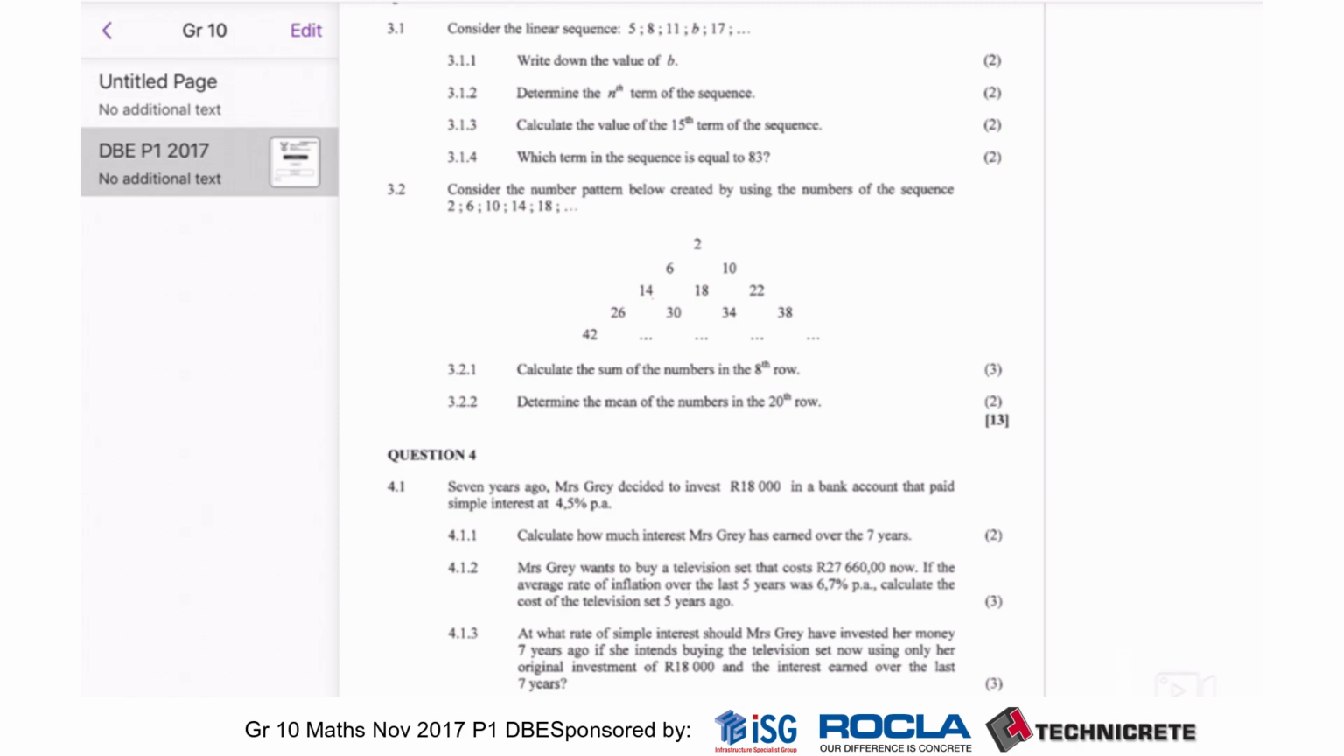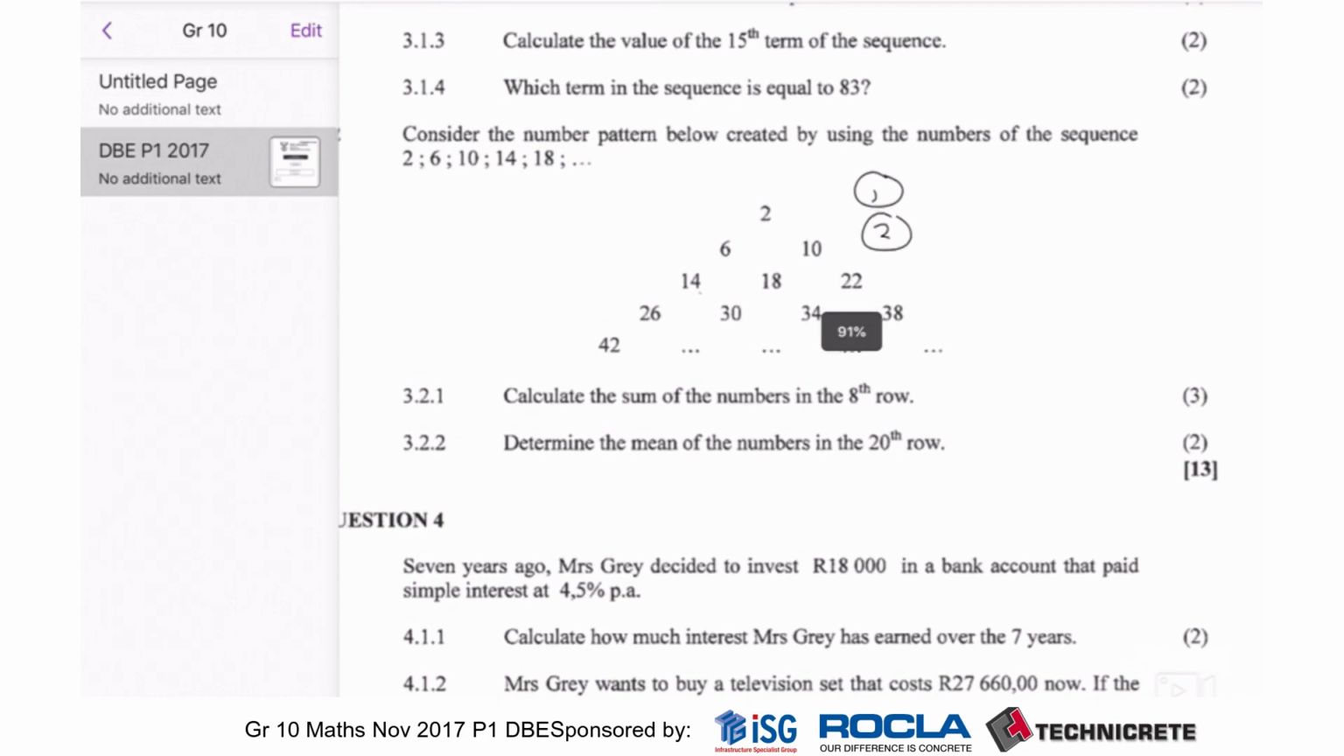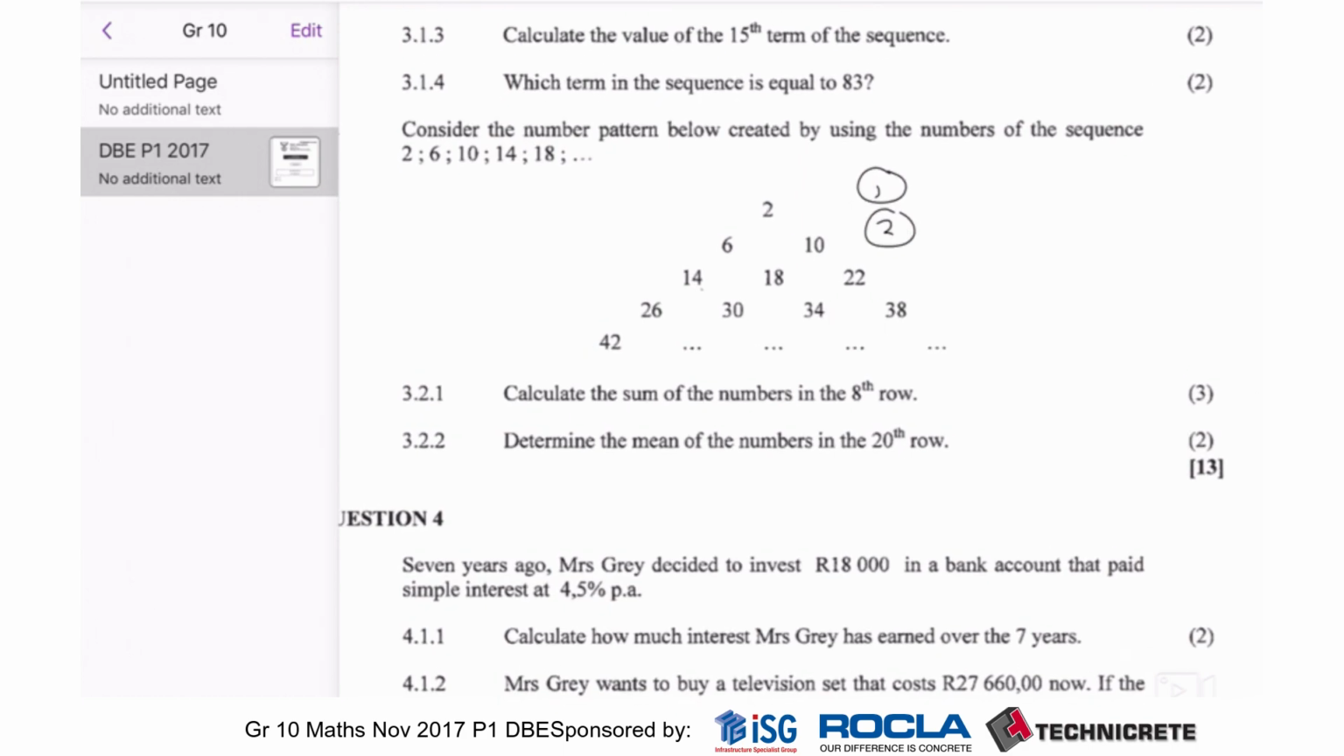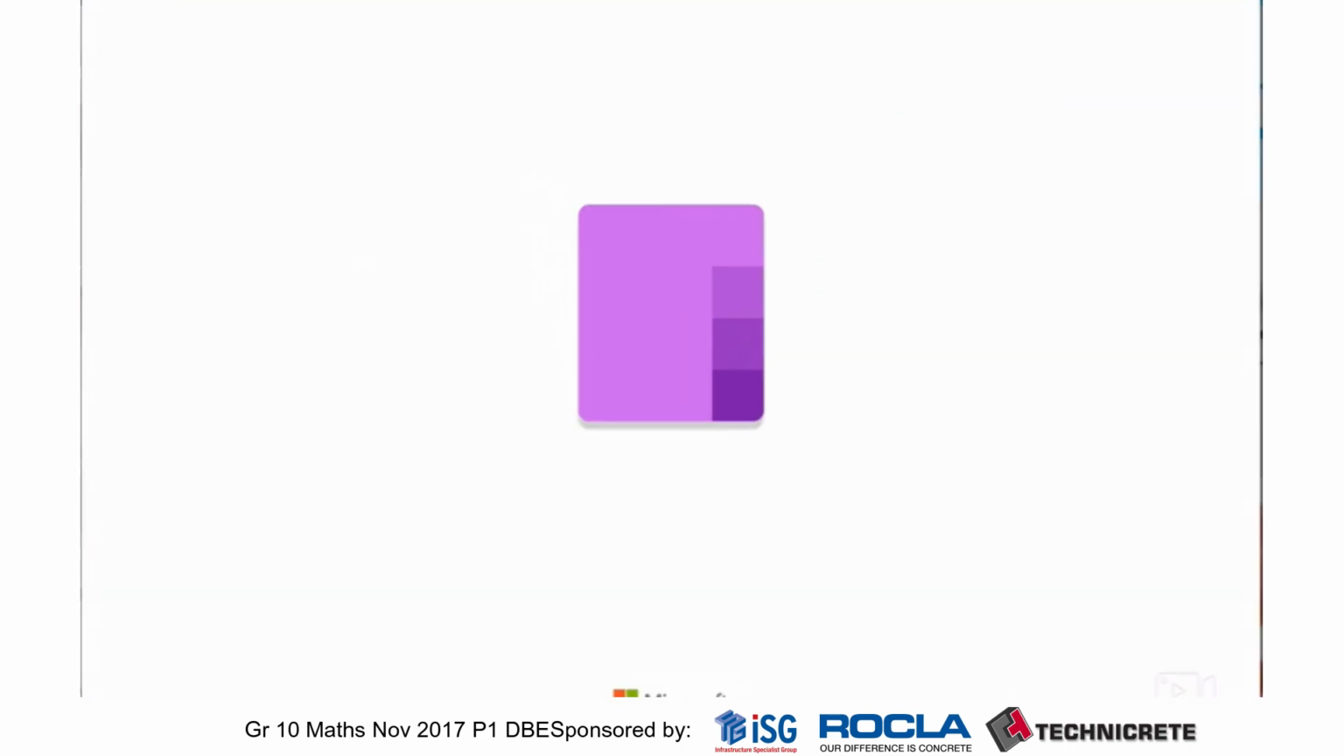Okay, so let's first label our rows. So this is row 1, 2, 3, 4. Okay, so we've got to create a pattern for ourselves between the rows. We have to correlate the row number with the sum, with the pattern in those rows.